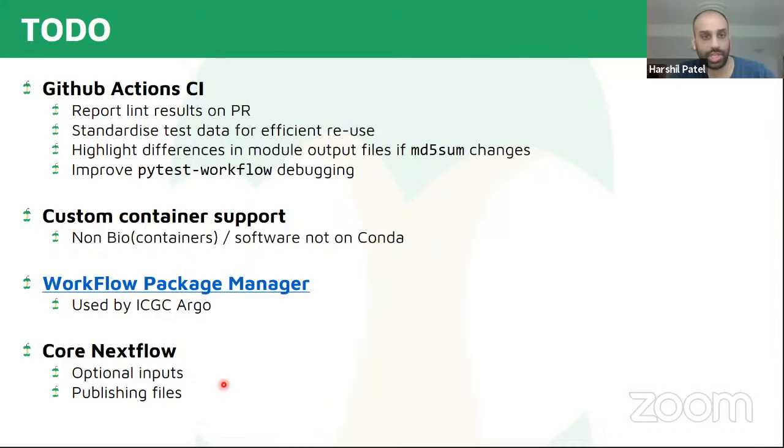More CI, we love CI: reporting linting tests on PRs to make it easier for reviewers, standardizing the test data, which we're doing already, and showing differences in MD5 sums just to help with debugging. Most of the modules, in fact all of them I think at the moment, are using Biocontainers. It'd be nice to have some that aren't, and figure out a way to deal with that.